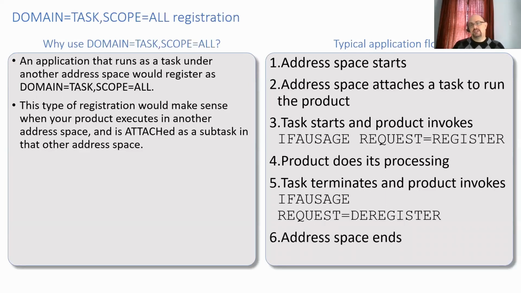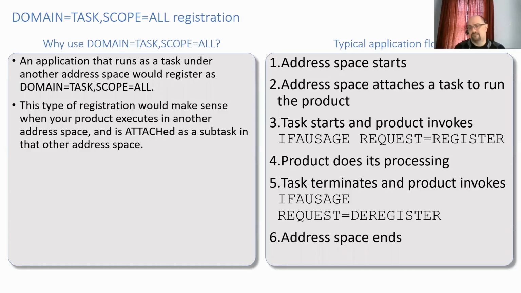Domain equals task, scope equals all. This is the second type of registration. It's similar to address space. An application that runs as a task under another address space would register as domain equals task, scope equals all. This would probably make sense for a product that executes in another address space and gets attached as a subtask in that other address space. That's probably the most likely case.